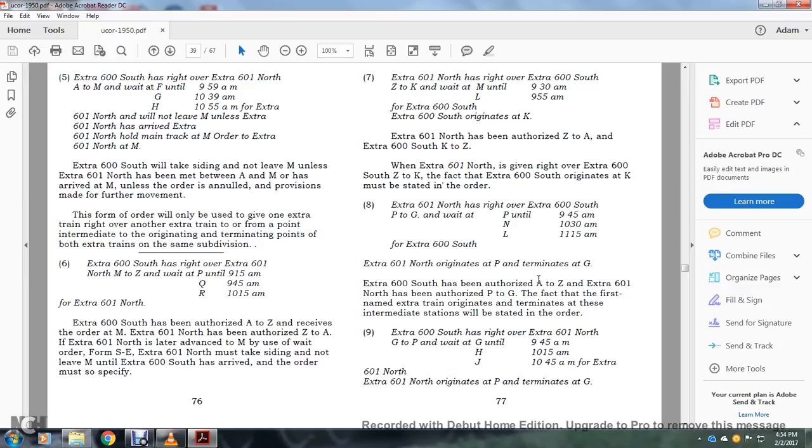Extra 600 South has arrived at A to Z. Extra 601 has authorized P to G. The fact that the first named extra train originates or terminates at these intermediate stations will be stated in the order.